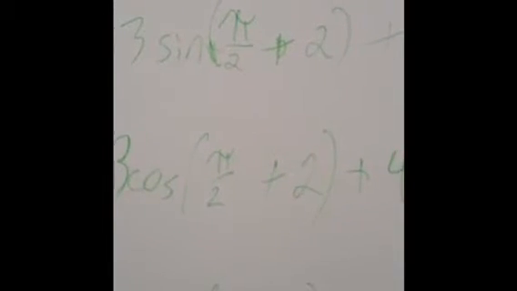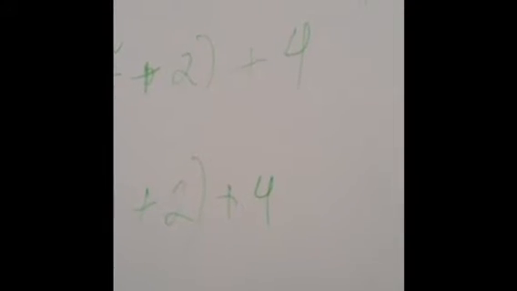You use that to find the phase shift of negative C over B. And the last part is your vertical shift. You go up from the x-axis, and that's where your graph will actually start.